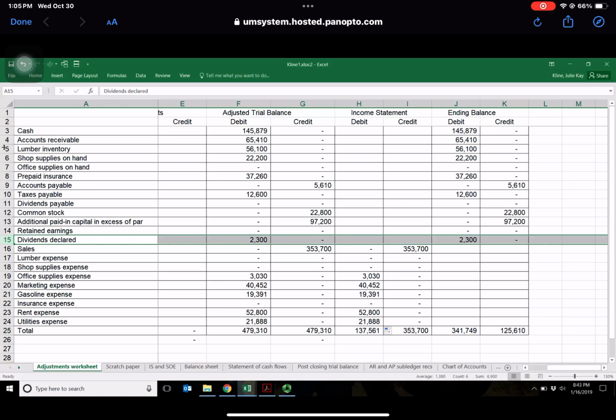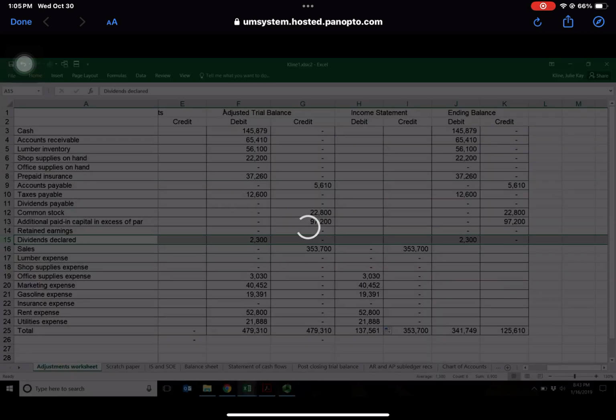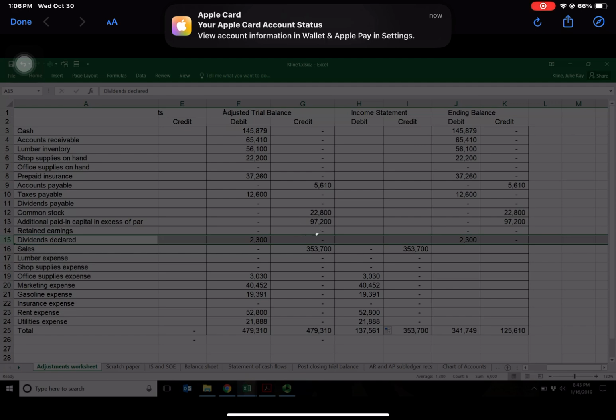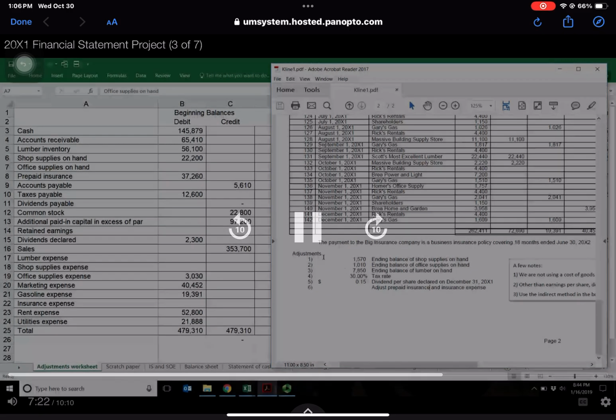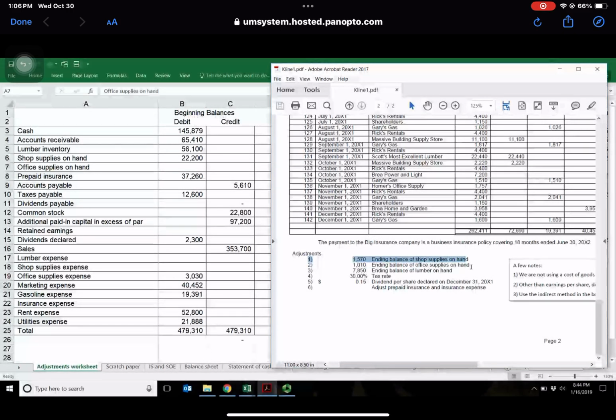All right, let's start looking at our adjustments. What are these adjustments about? The first adjustment is telling me they went out and counted all of their shop supplies on hand that they had in their shop closet or their warehouse. There are 1,570 shop supplies on hand. That's the ending balance in the account. So we need to make the ending balance be 1,570.